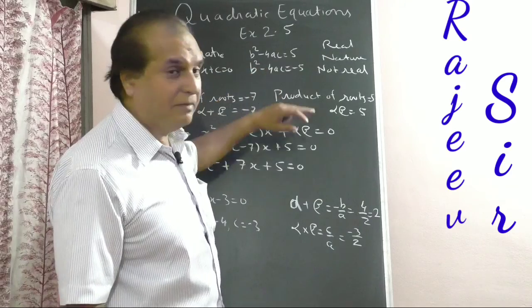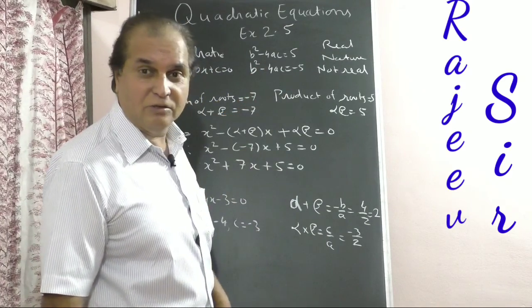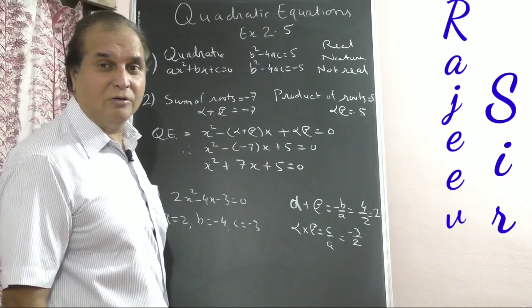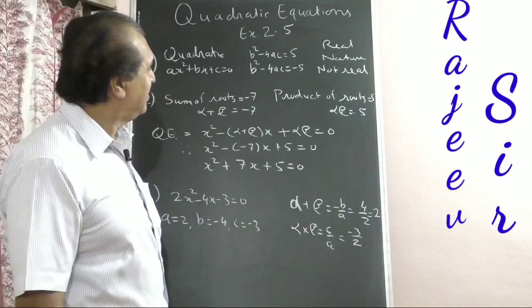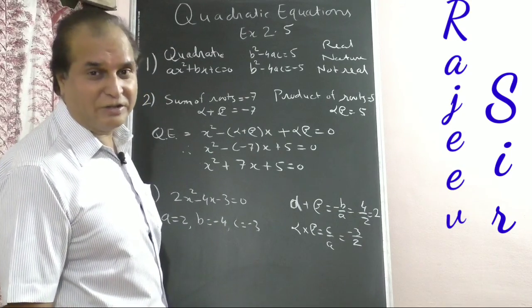If the discriminant is greater than 0, roots are real. Discriminant less than 0, roots are not real. If the discriminant is a perfect square, roots are rational. If it is not a perfect square, roots are irrational and conjugates of each other.